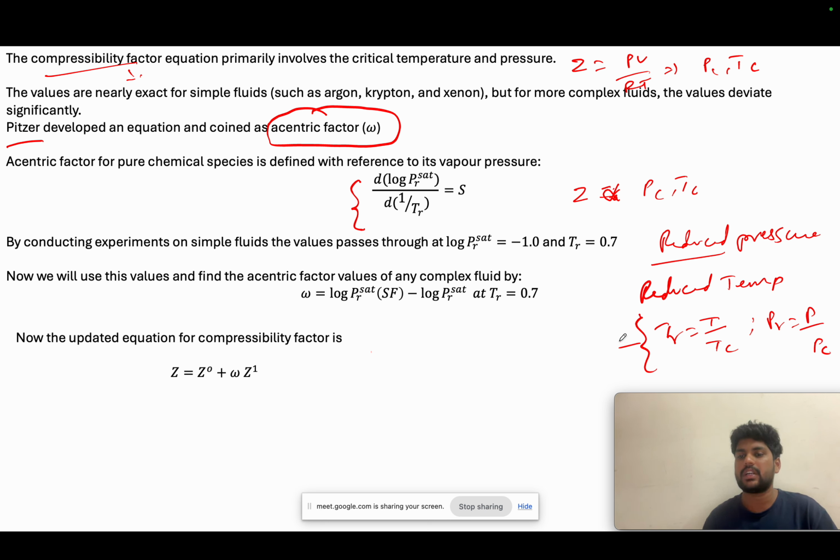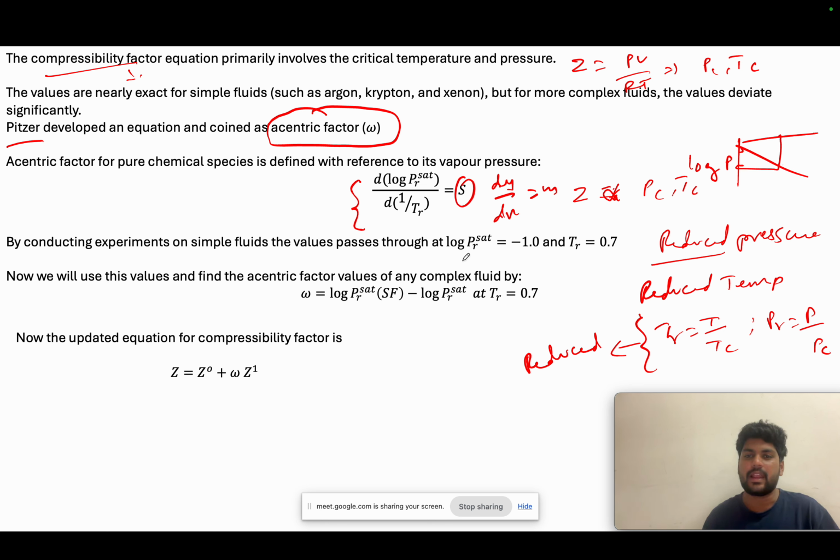So why we do this was, at the reduced values, the initial assumption was that all the properties of any given fluid will be the same. Based upon that, he says that the eccentric factor for a pure chemical species is defined with reference to its vapor pressure, and you can see that. Once they plotted the graph, this is nothing but dy by dx equal to m, the slope. They found one graph which passes through this line. They took this line as a standard curve line.